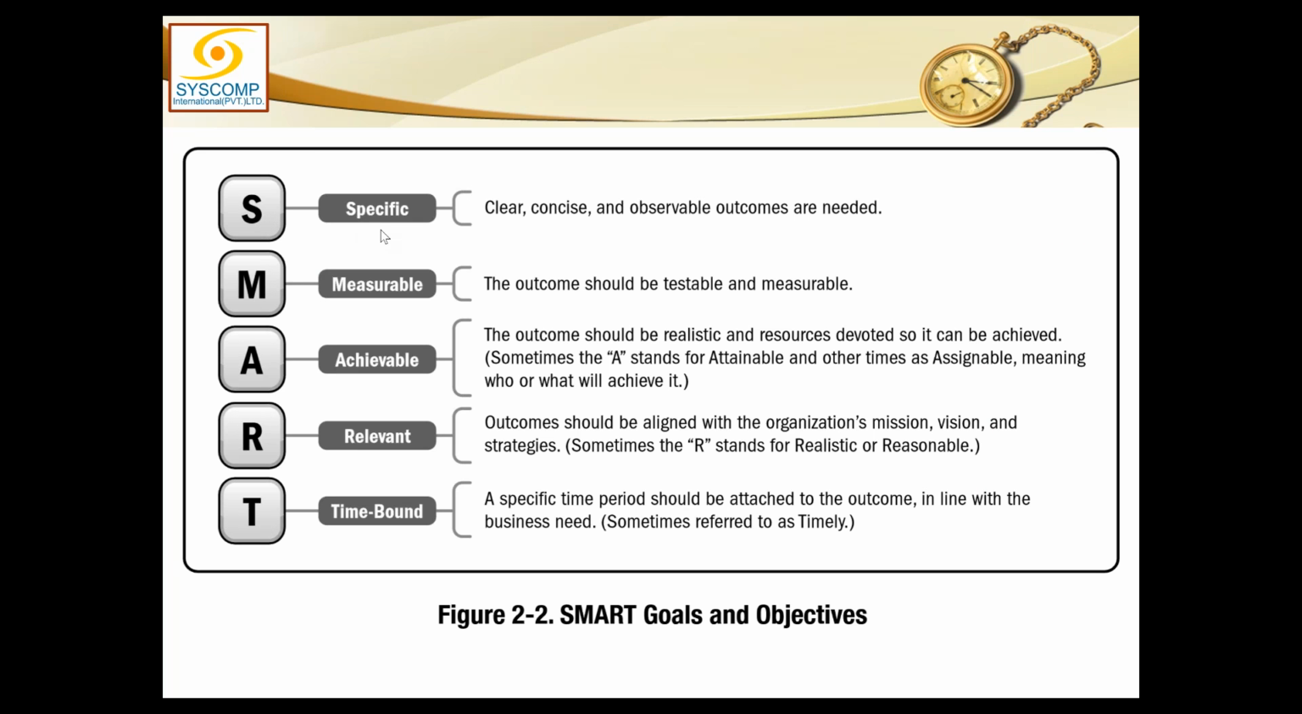You should be specific. Specific means it should be clear, concise, and observable outcomes are needed. Then it should be measurable. Whatever you are writing, that outcome should be testable and measurable. Then achievable. The outcome should be realistic.